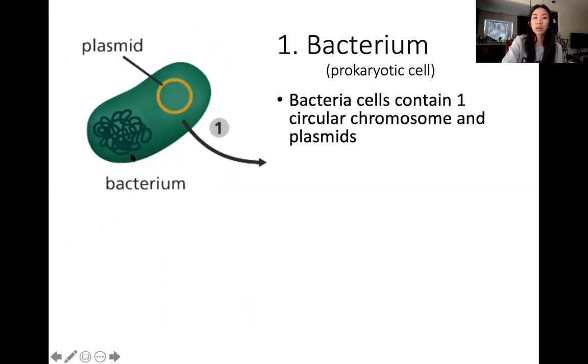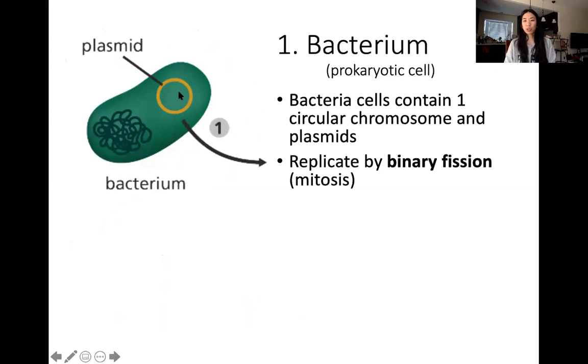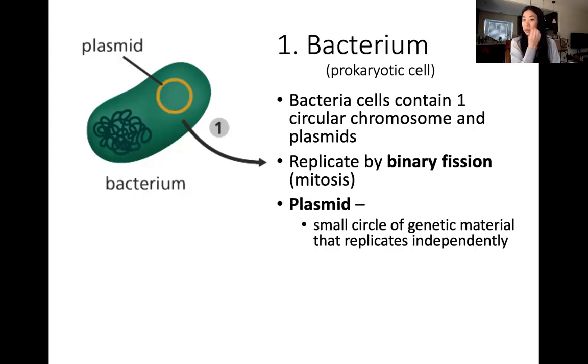So this is the chromosome, and then they also have plasmids. So these plasmids are extra pieces of DNA. They replicate by binary fission, which is mitosis, so they just make clones of themselves. In theory, they're pretty much the same when they divide. So a plasmid is a small circle of genetic material that replicates independently. So these plasmids can replicate and make copies of themselves within the bacteria.